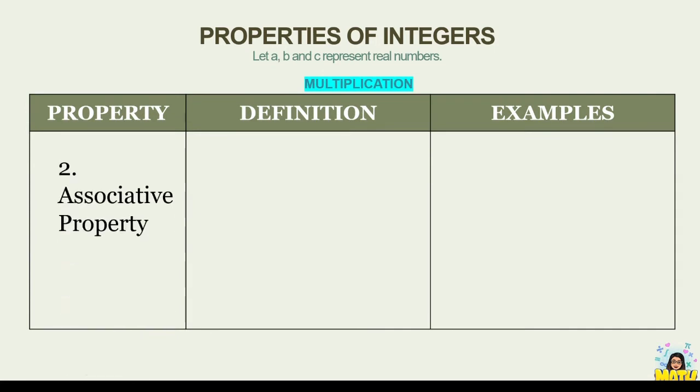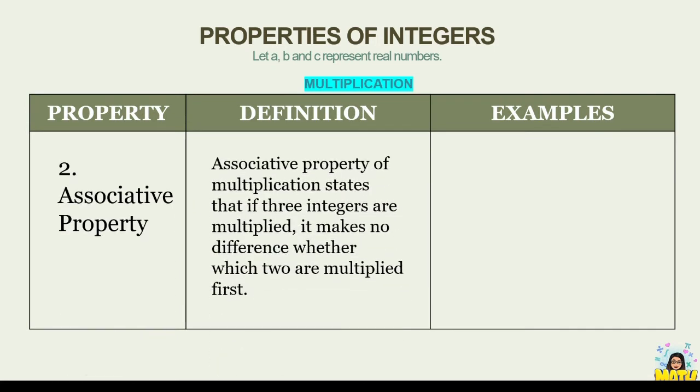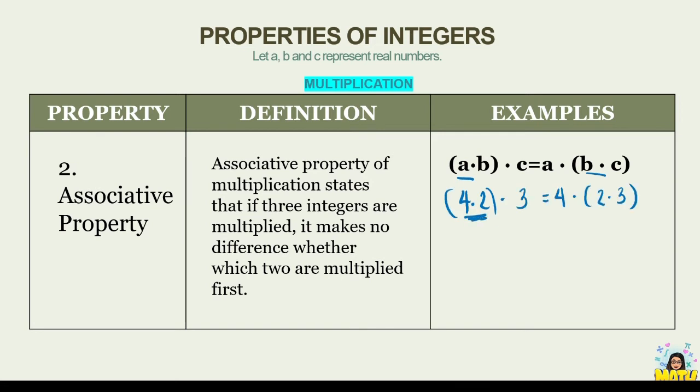The second one, meron din tayong associative property. So pag sinabing associative property, yung groupings or kung ano man yung two numbers na i-multiply mo together, before you multiply it to the third one, the answer will still remain the same. So here we can have 4 times 2 times 3. Kahit unahin muna natin yung 4 times 2 or 2 times 3, they will still have the same answer, which is 24. So we can have another example, 3 times negative 5 times negative 2.